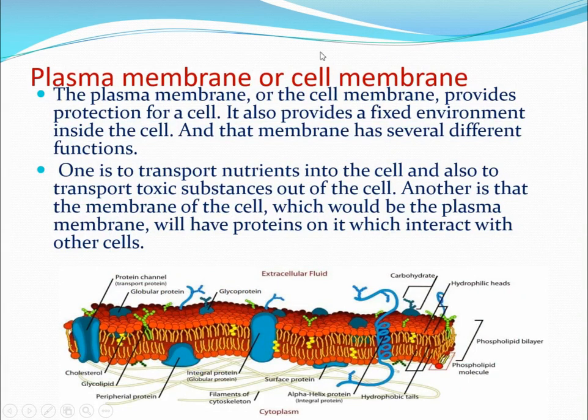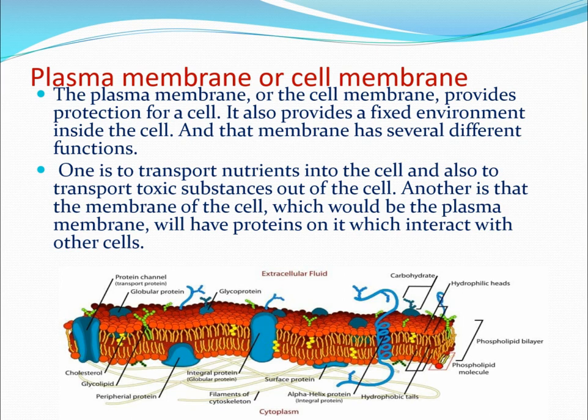So what is the plasma membrane, or the cell membrane? The plasma membrane provides protection for a cell. Each and every cell needs protection from outside dangers and outside substances coming inside the cell. It also provides a fixed environment inside the cell, in which the cell can survive.